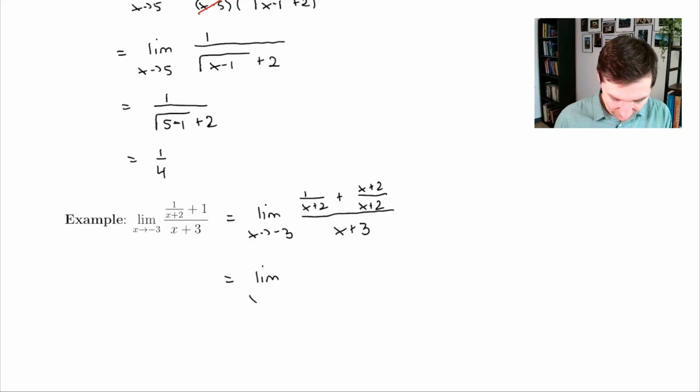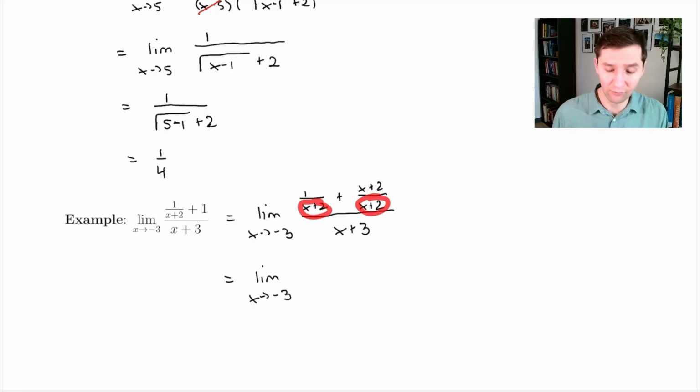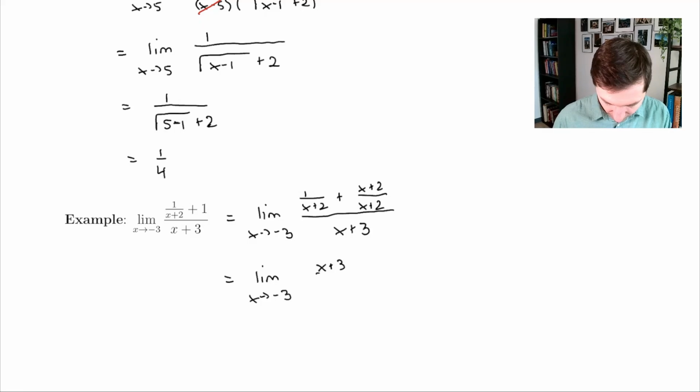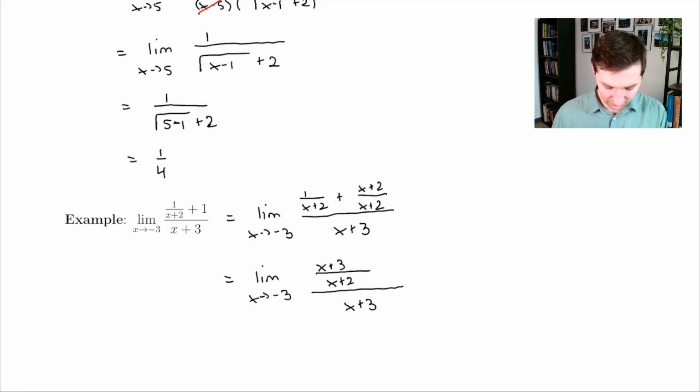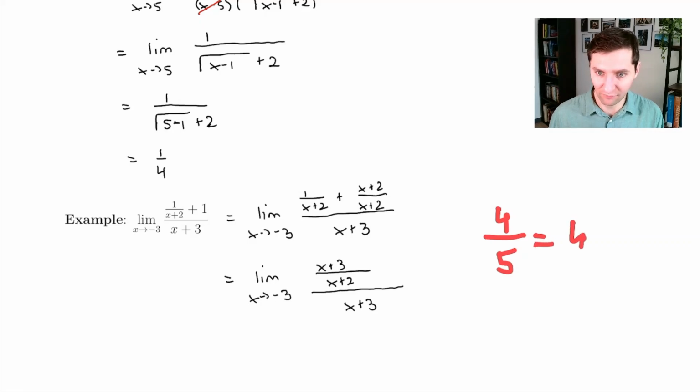Now the two fractions in the numerator have the same denominator. So I can add their numerators. 1 plus x plus 2 gives me x plus 3. So I have x plus 3 divided by x plus 2. All of that is divided by x plus 3. Now, dividing by x plus 3 is the same thing as multiplying by its reciprocal. For example, 4 divided by 5 is the same thing as 4 multiplied by 1/5.